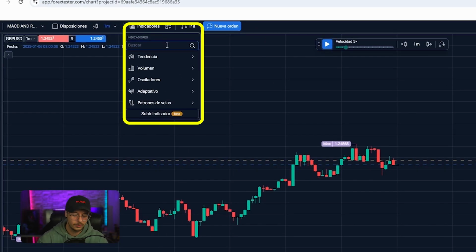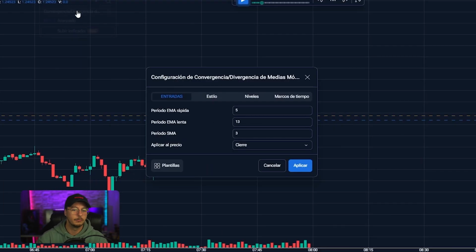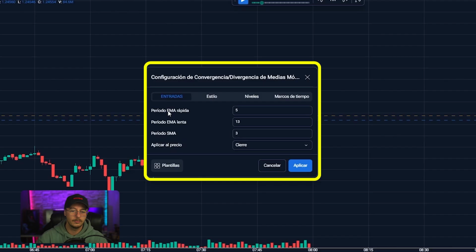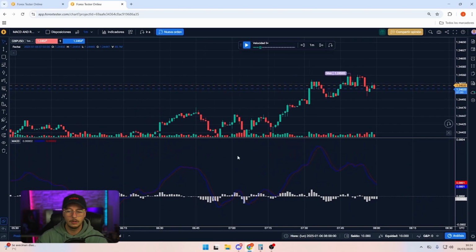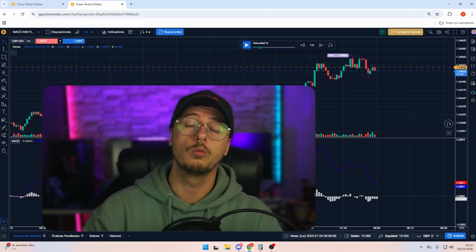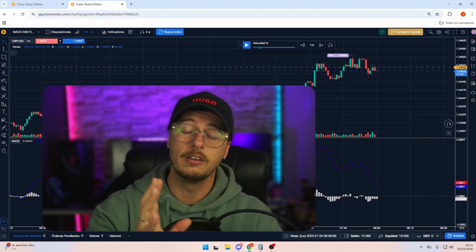The second indicator that we're going to use is the MACD. So we're going to search for MACD and implement it here, and in the fast period we're going to leave it at 10, and on the slow period we're going to leave it at 26. So this is going to be just a bit slower than the average, but it's going to work because we are going to use the MACD to basically follow the trend.